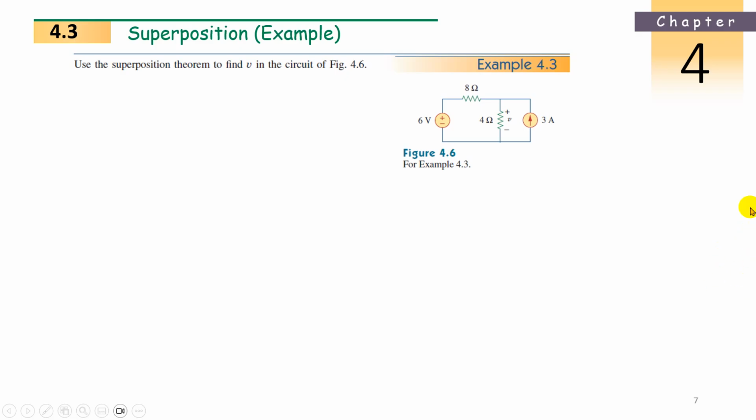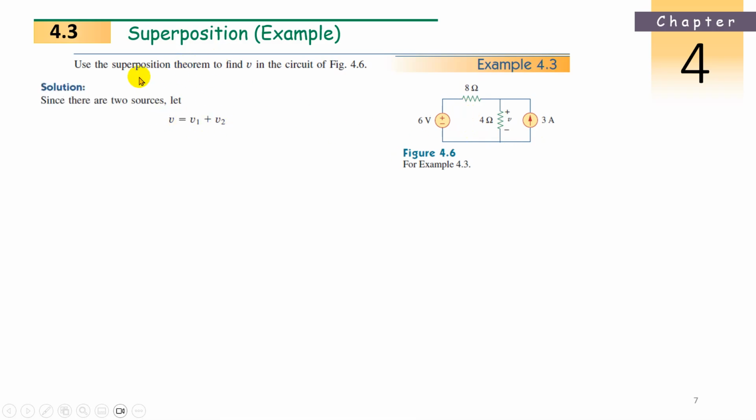If both are mixed, we have to go for these techniques: superposition, maximum power transfer. Now, here we have one voltage source and one current source. Now tell me, what is our technique? At a time, only one should be active.